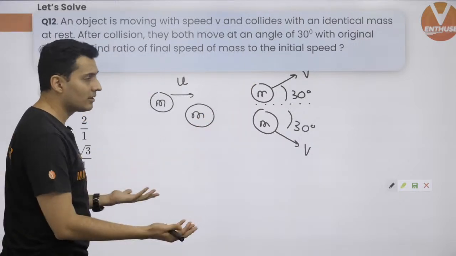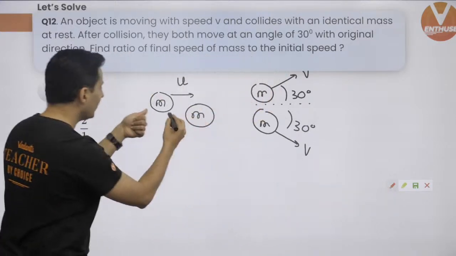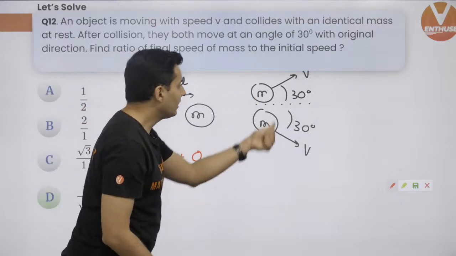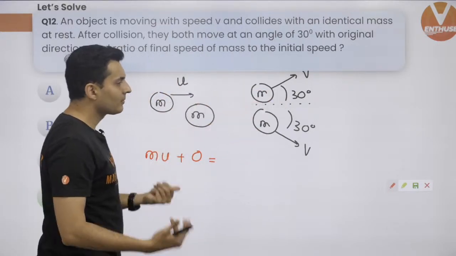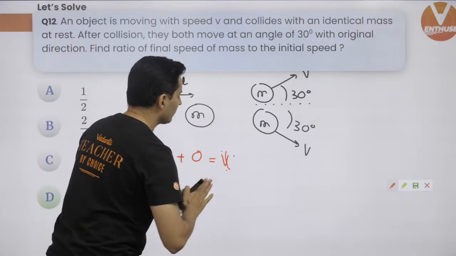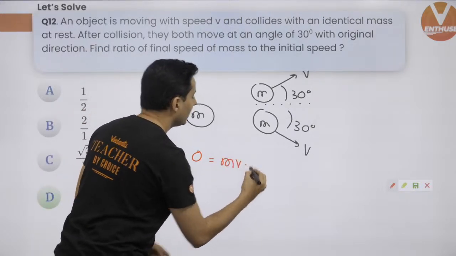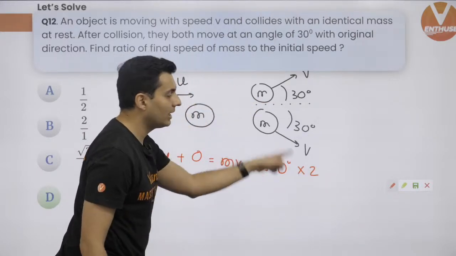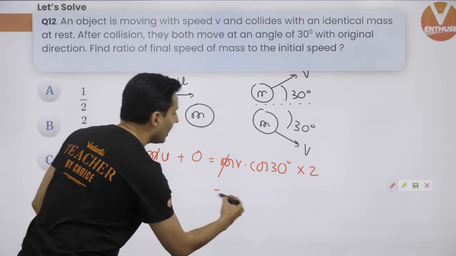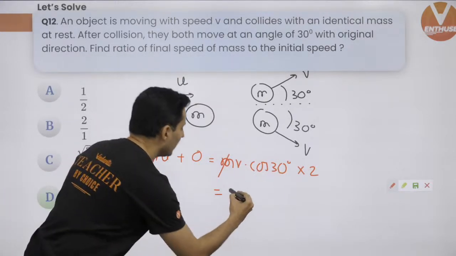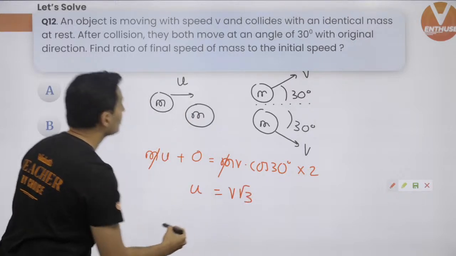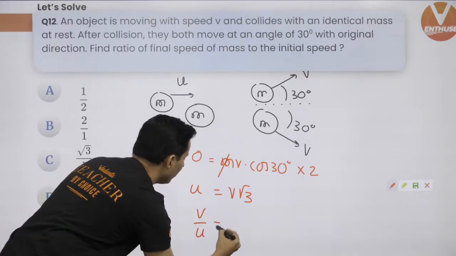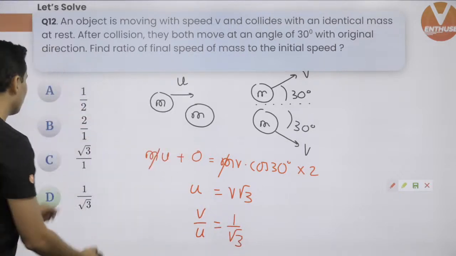So now what do we do? Conserve momentum, that's it. Initial momentum is mu. This guy has no momentum because he's at rest, and these two have some momentum in the x direction, which is very easy to find. Just take mass into velocity and its component, the cos 30 component, but there are two masses like that, so multiply by 2. Now m goes, cos 30 is root 3 by 2, the 2 goes, and you will have v root 3 equal to u. The question asked for final to initial speed, so v divided by u becomes nothing but 1 by root 3. So that is the correct answer.